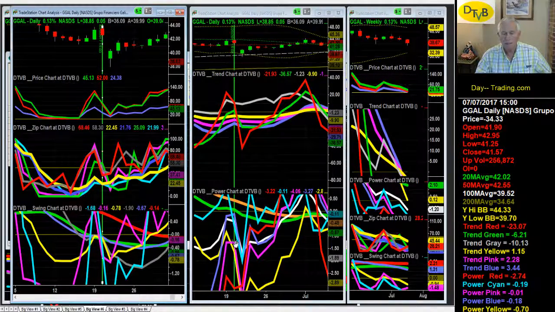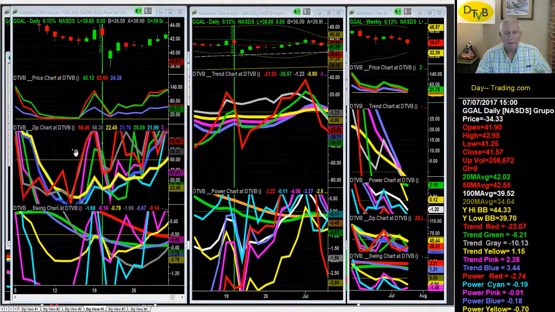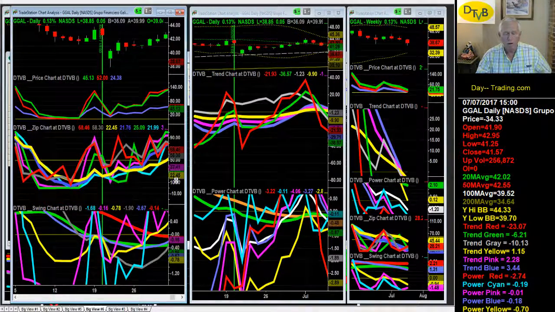all of the low angle down and low angle up indicators. Power blue, white, and pink, swing gray, blue, and yellow, and zip green are all in low angle downs. Zip Zion is actually also in a low angle down. And with all of those, that is very important. But let me emphasize the location of those low angles.